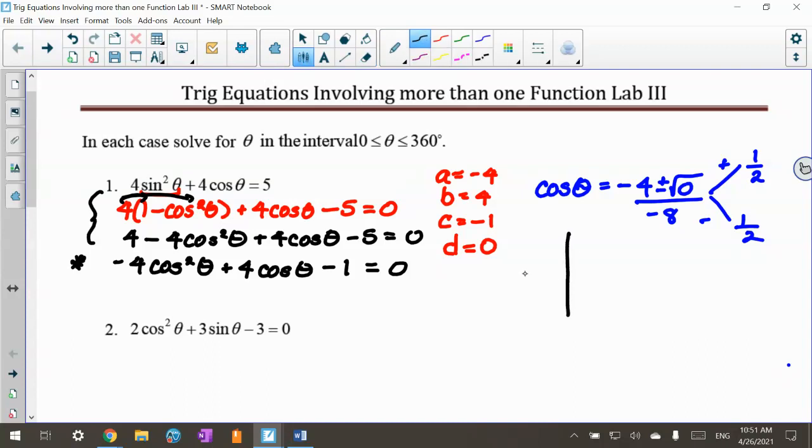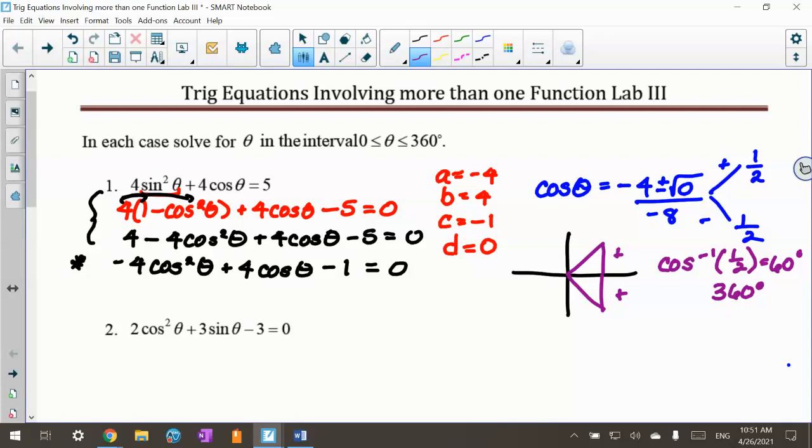So I'm going to set up my picture that I want you to do. I know cosine is positive in quadrants 1 and 4. So in my calculator, I do inverse cosine of 1/2. And when I do, I get 60 degrees. Well, that's the quadrant 1, and then I have to take 360 minus 60. The other one is going to be 300 degrees. So those two are going to be our answers, 60 and 300. Okay, so I just want to do some with you so you can see how we do these.